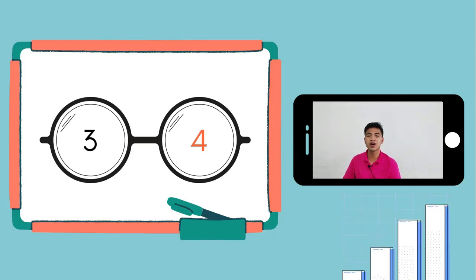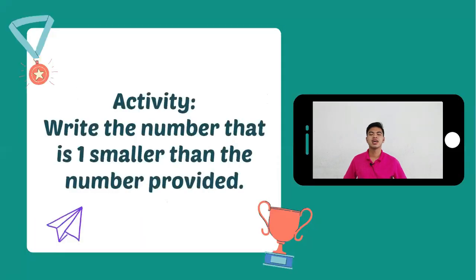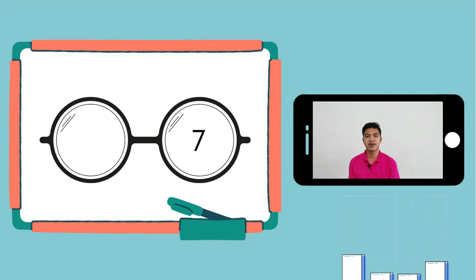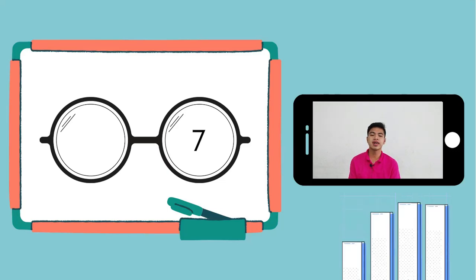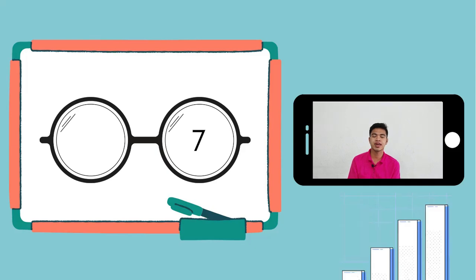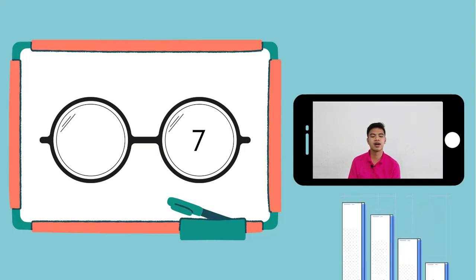Very good. So now we're going to have another activity. We're going to write the number that is 1 smaller than the number provided. Remember, in the first part, we added 1, but now we're going to subtract 1 from the number that is provided. So for the first given, we have number 7. So how do we find out what is 1 smaller than 7? We're going to subtract 1 from the given number. Okay? So 7 minus 1 equals 6. Very good. It's very easy.